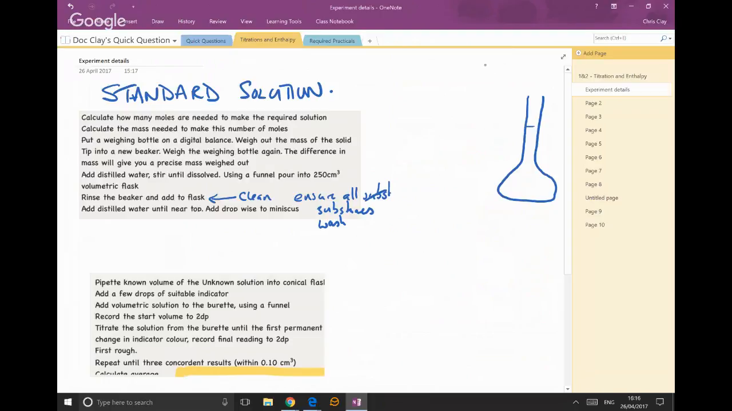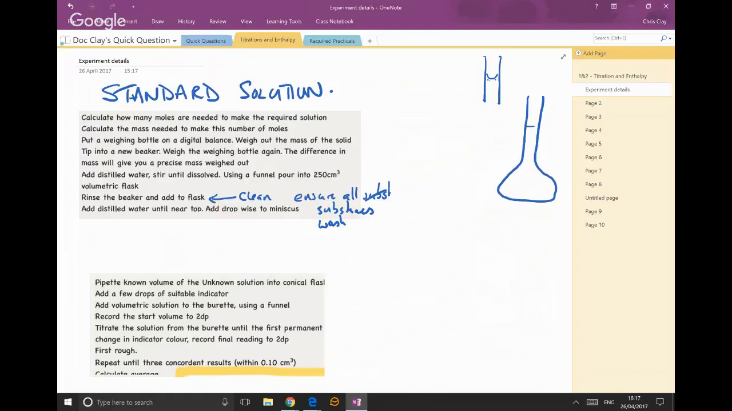Remember as well, the meniscus is sort of the little dip of the water, and it's when you've got just the bottom of the meniscus touching the line. So there we go. That's how we make a standard solution. I'm not going to read through those in too much detail.